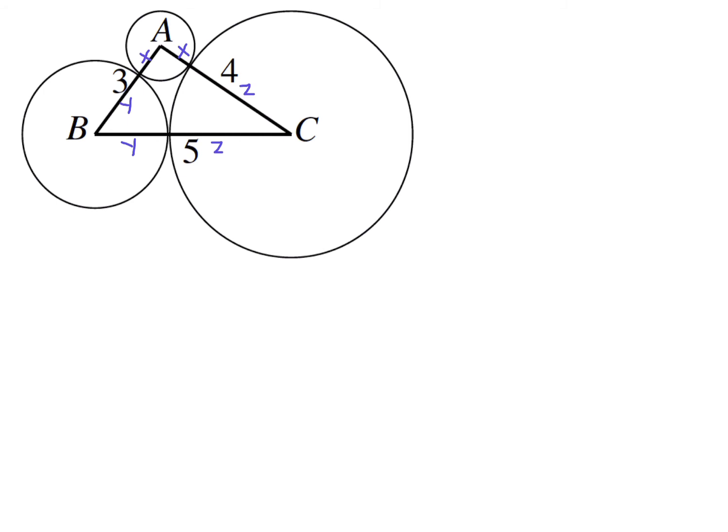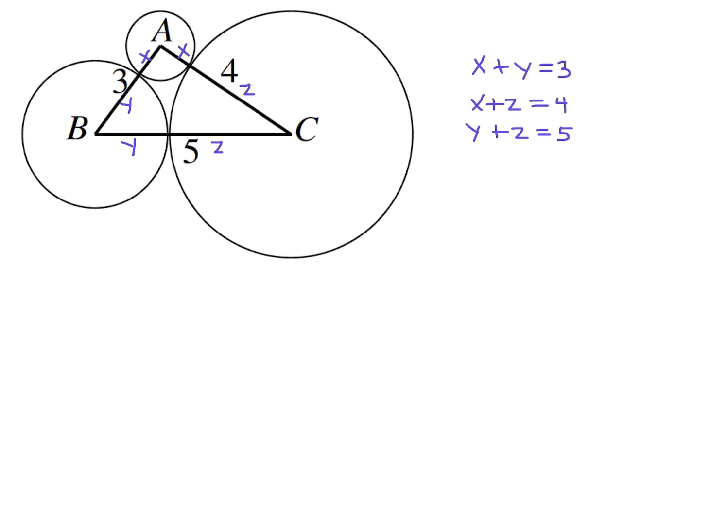Now, in this question, we can clearly see that X plus Y is equal to 3. X plus Z is equal to 4. And Y plus Z is equal to 5. So we've got 3 equations, 3 variables, and we can solve for X, Y, and Z.